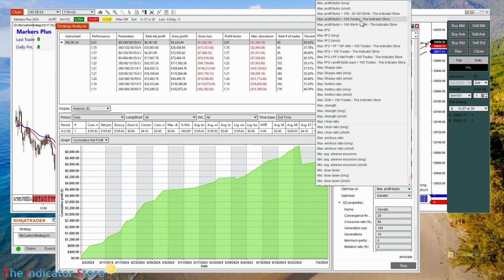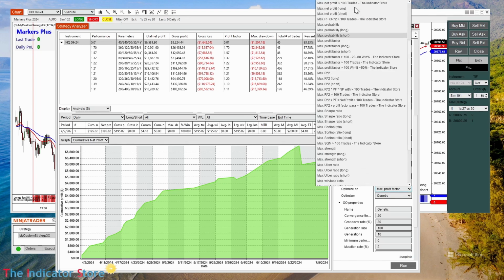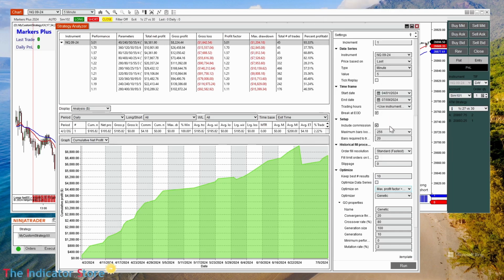Okay? But if we change the optimization fitness to discard solutions with less than 100 trades, then everything that we get has more than 100 trades. Okay, so we backtest, discard, and sort, and then backtest again, discard and sort, and so on.